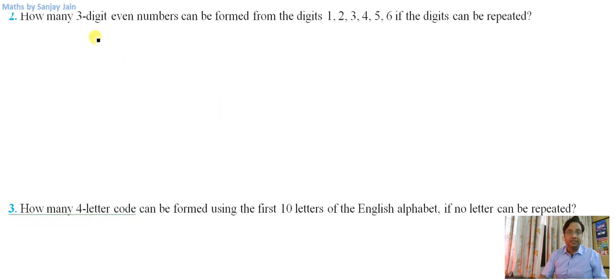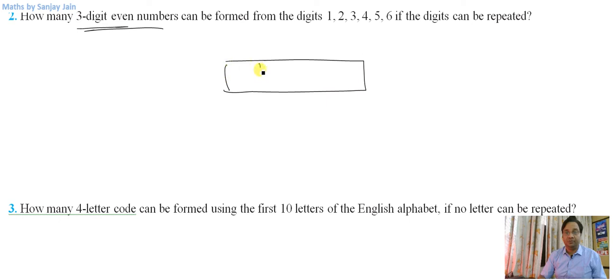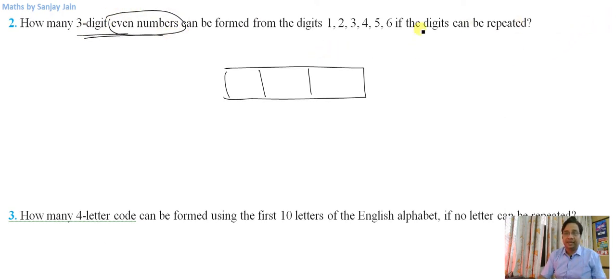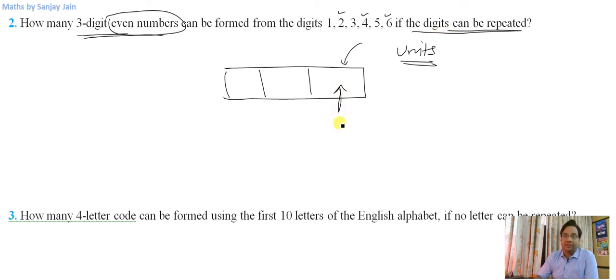So how many 3-digit even numbers can be formed? Now there is a condition. You need to pay rapt attention to the question. Now I need only even numbers. So it has restricted the number of ways I can fill this units place. The units place can now be filled only with 2, 4 or 6 out of these digits, because I need even numbers. Okay, the rest of the places it is okay for me to fill with any of the digits, and the digits can be repeated. So to fill this place I have got 3 options.